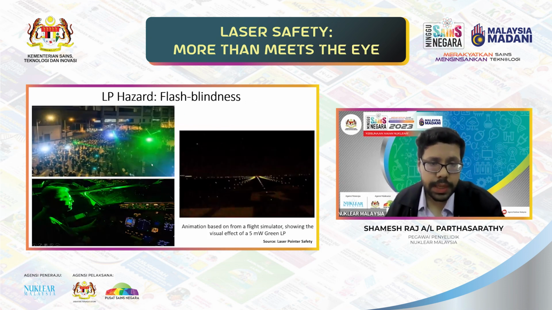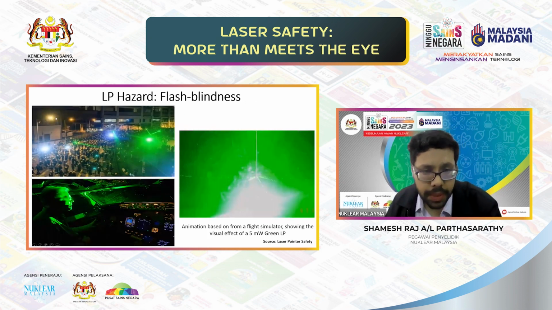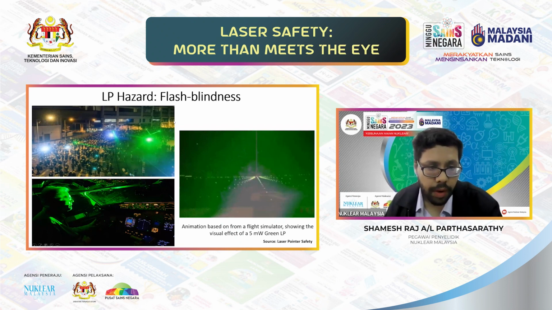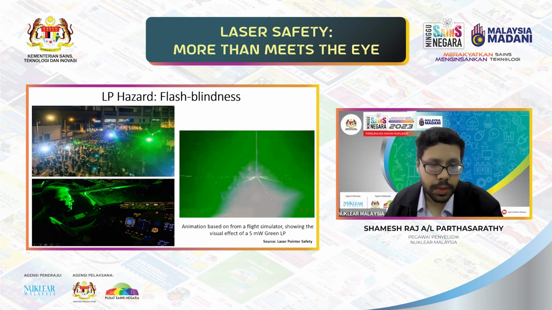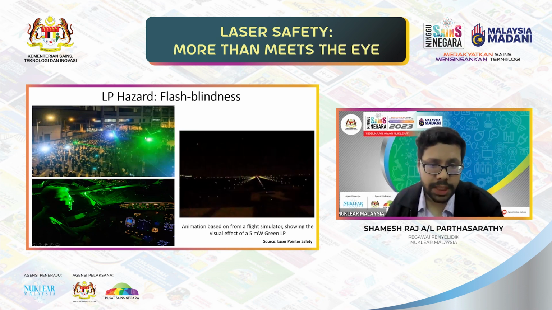So if you can see in this particular picture, this is what happens during a riot in one of the countries, right? They use a particular laser pointer to blind us. This situation is called flash blindness, right?